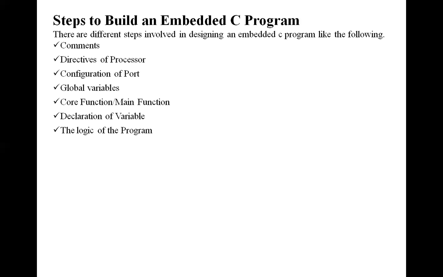Similarly, how to configure the ports, okay. Actually you know how to use the ports, but as in the last unit I told you how you can configure the ports, okay. Similarly, how you can define the global variables, right? Similarly, I have given you an idea about the core functions as well as main functions. Okay, whenever you write any C program, a main function or a core function will be written by you. Then the declarations of variables will be there.